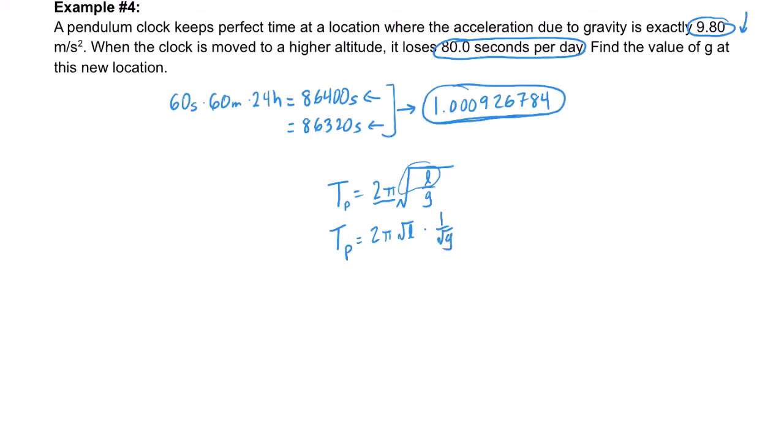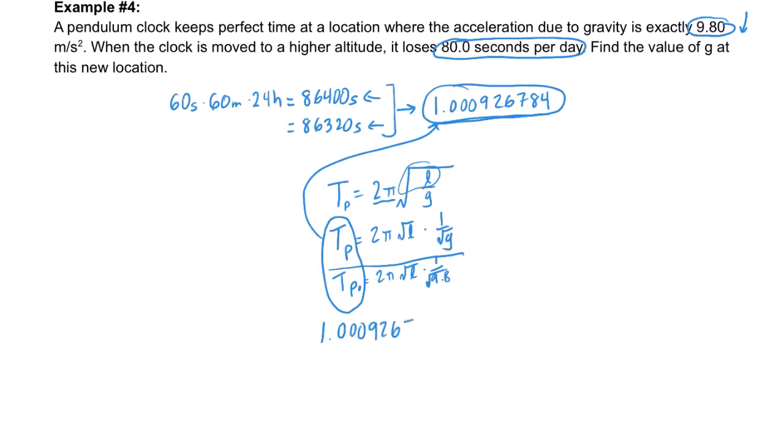Okay? Now, this has to be related to the original period. That original period was 2 pi square root of L times 1 over the square root of 9.8. Right? So you'll notice that the new period over the initial period, that's the number that I just found. That's the ratio of the periods. My new period needs to be that much longer. So it's going to be 1.000926784. The 2 pi's, that's going to be the same. The square root of L, that's going to be the same.